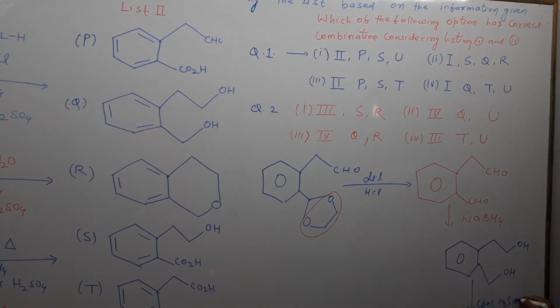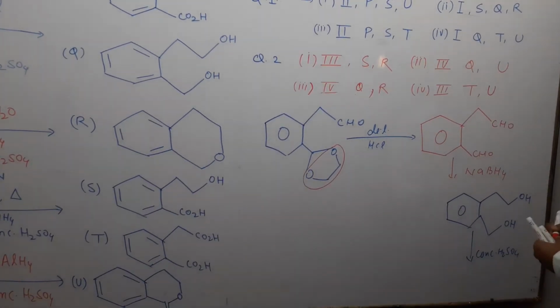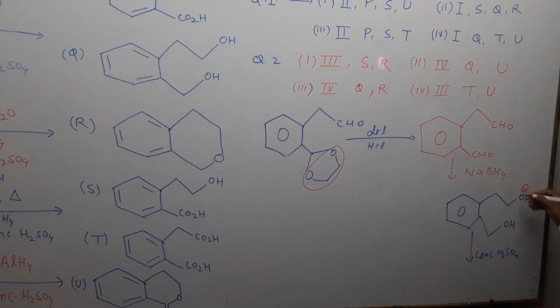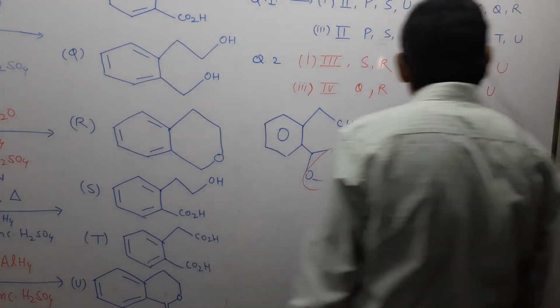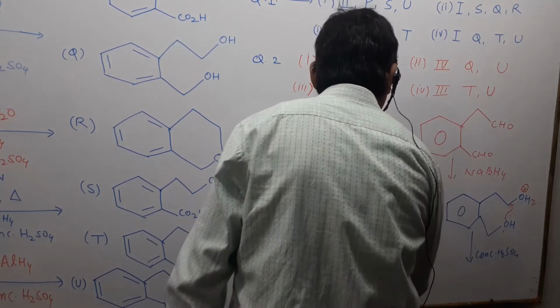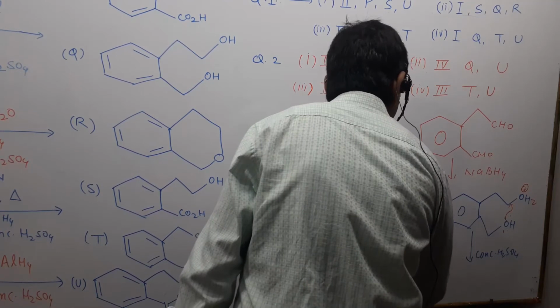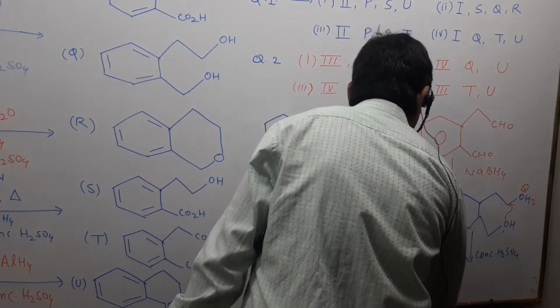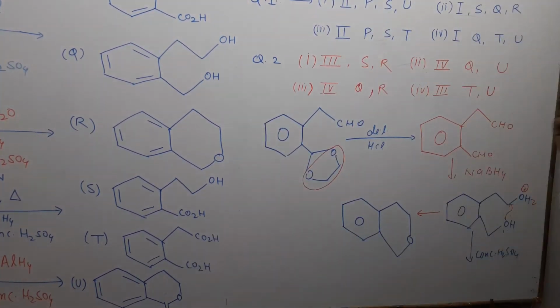Okay, so what will conc H2SO4 do? Conc H2SO4 first provides H plus, and this H plus gets attached to this oxygen, and a plus charge will appear. Now an intramolecular SN2 reaction will happen here. So this will provide a compound like this. This will be the compound. Now watch the list 2.